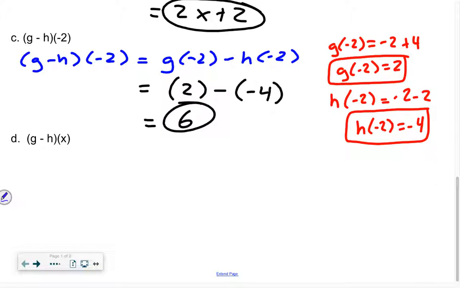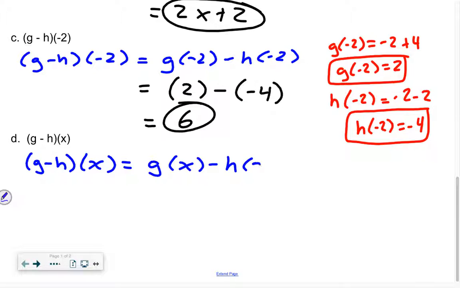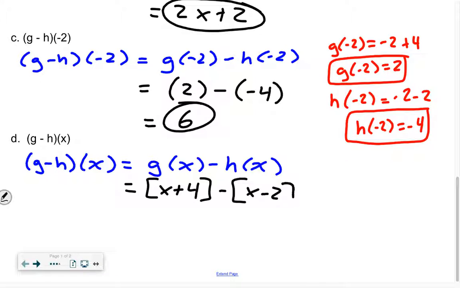G minus h of x. No particular value. So now it's just simply g of x minus h of x. Easy enough. We take the expression for each one. G of x is x plus 4 minus h of x, x minus 2. Now notice we have the subtraction sign there, right? Got to be leery of it because what does that tell us to do? Well, we have to distribute that negative. So the first one stays the same, but if we distribute this negative, that becomes a minus x and that becomes a positive 2.